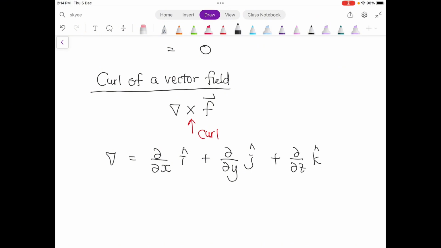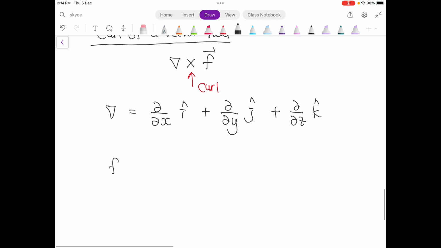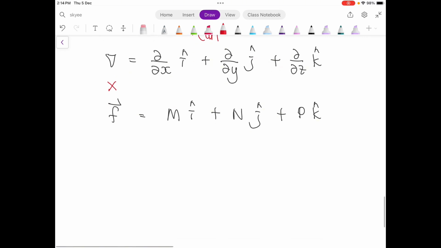Okay, so this is your del. Now you have a function. I'm going to use m to represent the i component, n to represent the j component, and p to represent the k component. So when we have to perform the cross product, do you remember how to do it for the cross product of a vector field?